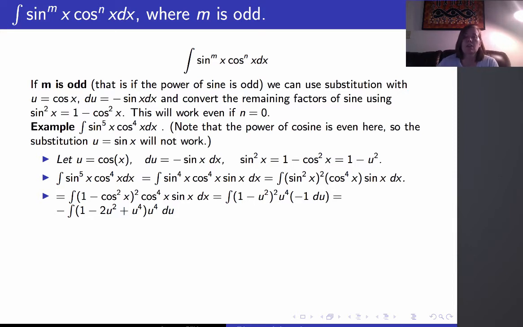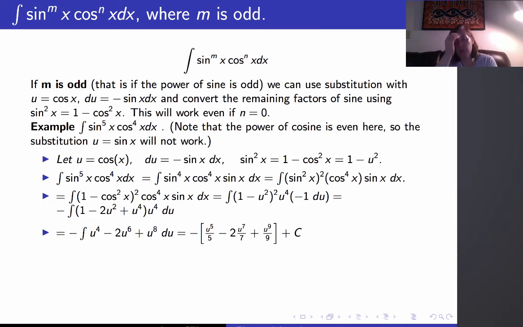Okay, so sine of x dx gets replaced by minus du because du is minus sine of x dx, and cosine of x gets replaced by u. So we end up with the integral of 1 minus u squared quantity squared times u to the 4 times minus du, which we can expand to minus the integral of 1 minus 2u squared plus u to the 4 times u to the 4, which is minus the integral of u to the 4 minus 2 times u to the 6 plus u to the 8.